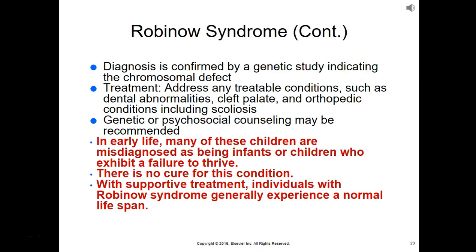So in early life, many of these children are misdiagnosed as being infants or children who exhibit a failure to thrive, and that's not the case. They have the syndrome, but they are often diagnosed as having failure to thrive. There's no cure for this condition, but with supportive treatment, individuals with Robinow syndrome can generally experience a normal lifespan.